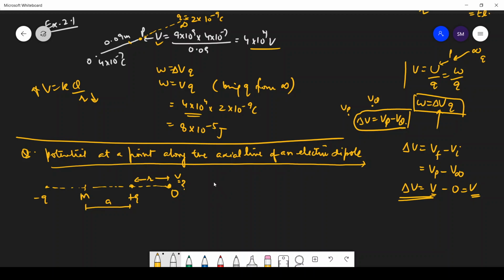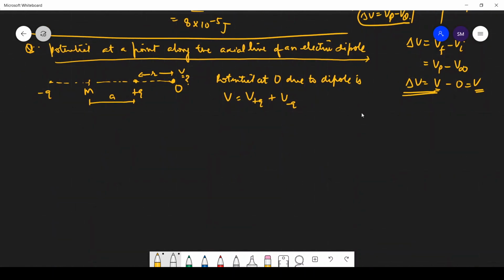Now potential at O due to the dipole is V equals to, so obviously we have two charges, so potential due to minus Q and potential due to plus Q, and potential is a scalar quantity, so we can simply add the potential due to plus Q and potential due to minus Q, students. So it's so simple. Okay, now let us find it.